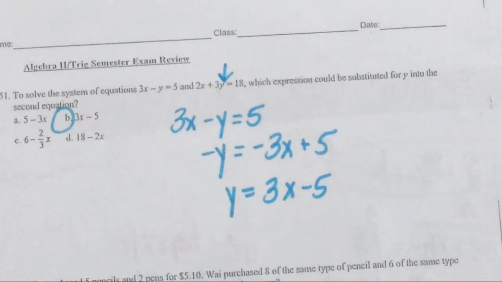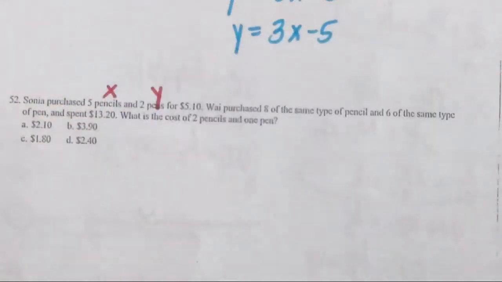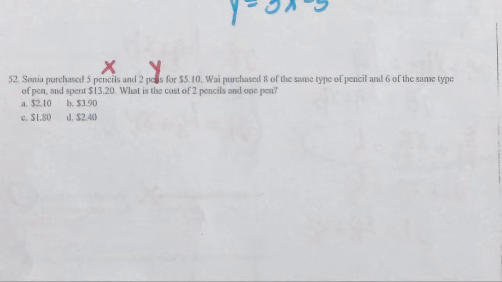Okay, the next one is a word problem, and the only thing that stinks about it is that they did pencils and pens, so I can't pick P because P will just work for everybody. So I'm going to do pencils as X and pens as Y. If you want to do pencils as P and pens as E, I don't care. I'm just going to do X and Y to be lazy.